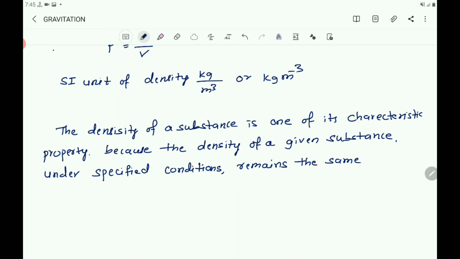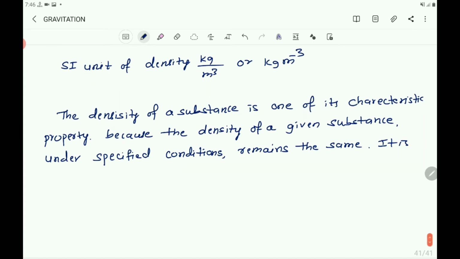So why is the density of a substance its characteristic property? Because the density of a given substance under specified conditions remains the same, and different substances have different density. It is different for different substances.